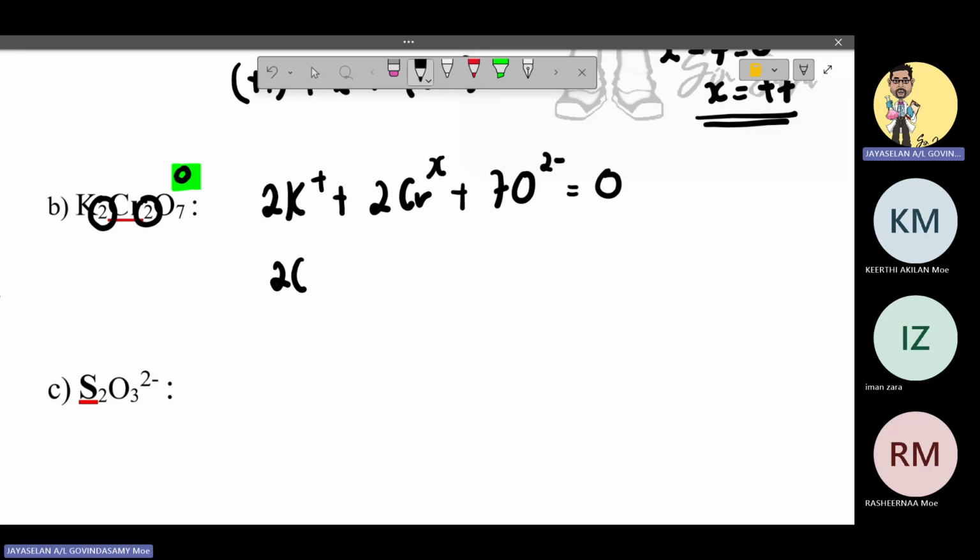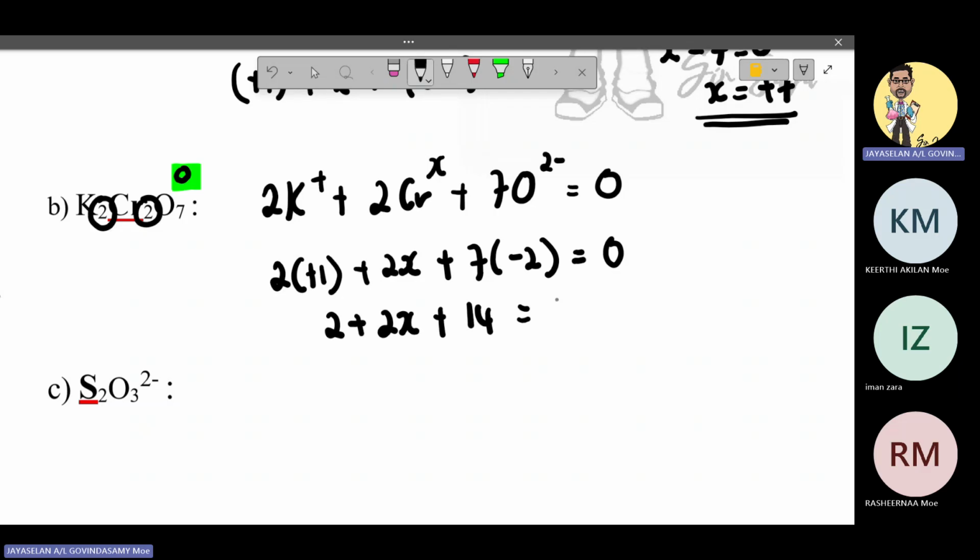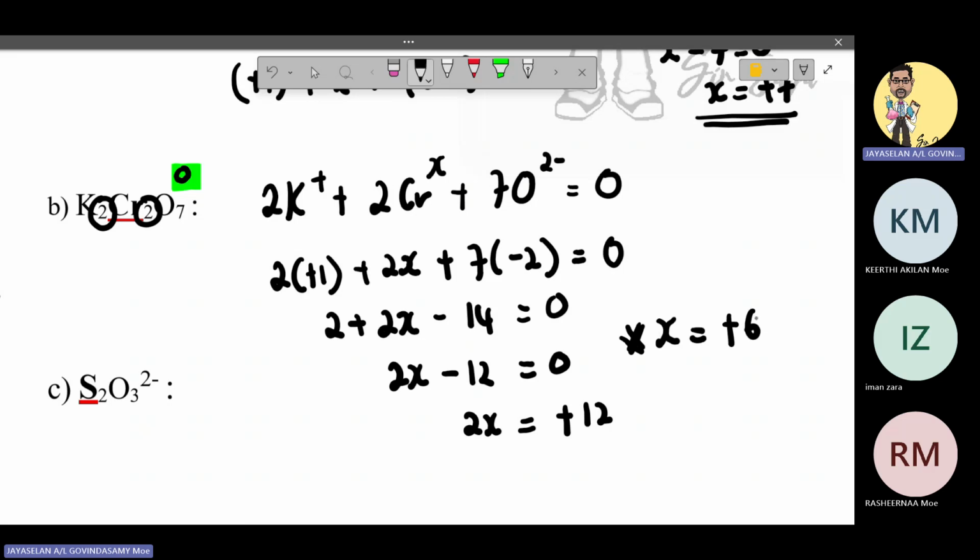So here you put 2 positive, 1 plus 2X. If you're already very good, then you can do it straight away. Okay, so negative 2, 7 times negative 2. So 2 plus 2X plus 14. Okay, sorry, not plus, minus. Minus 14, equals 0. So 2X minus 12 equals 0. Then you do what? 2X, you bring here, it should be positive 12. So X will be, what? X will be positive 6. Any question?